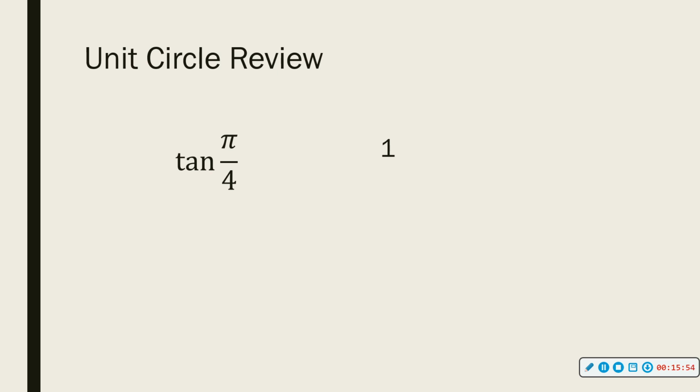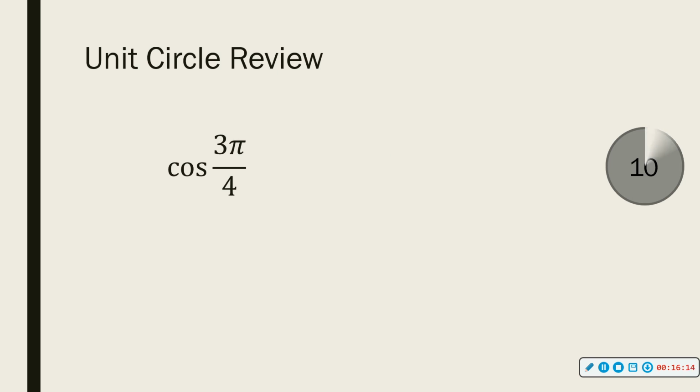I'm in the first quadrant. Tangent is kind of like slope, and that slope is all positive, so positive 1. Long thought process there too, but the more we do them, the better they stick in our brain. So here we go for another. What is the cosine of 3 pi over 4? 10 seconds.